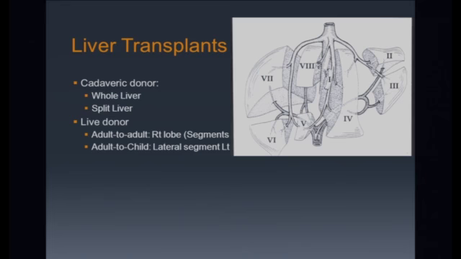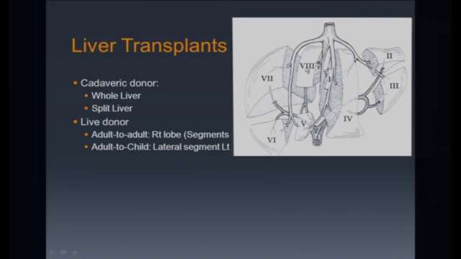From a cadaveric donor, the entire liver or part of the liver can be transplanted. In a split liver transplant, the liver is divided into two and the two portions given to separate recipients. In a living donor transplant, the right lobe of the liver is transplanted from one adult to another, and in a child, the lateral segment is transplanted from a donor adult.